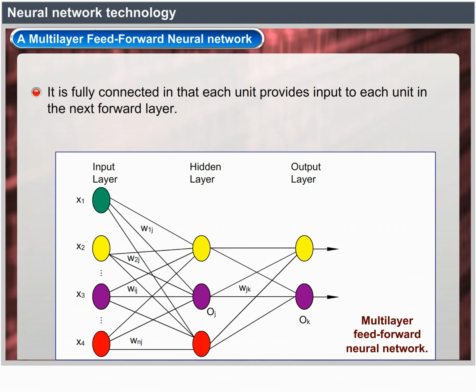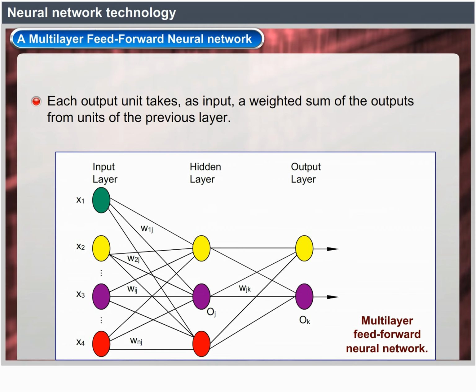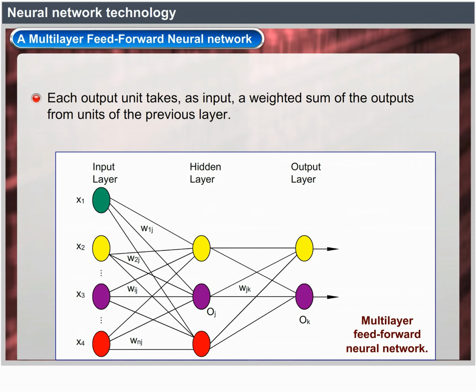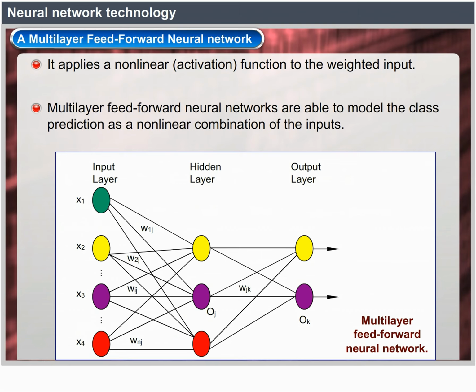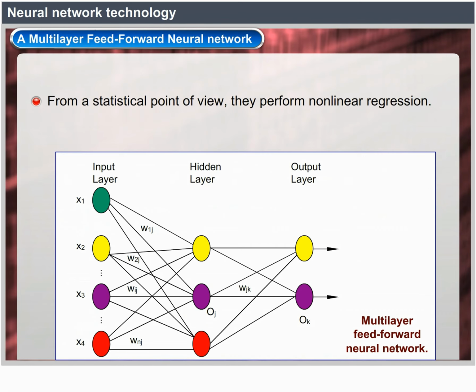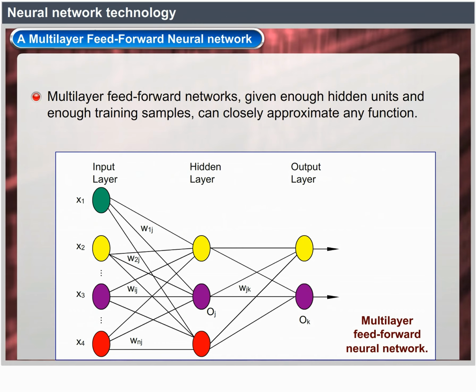layer. Each output unit takes as input a weighted sum of the outputs from units in the previous layer. It applies a nonlinear activation function to the weighted input. Multilayer feed-forward neural networks are able to model the class prediction as a nonlinear combination of the inputs. From a statistical point of view, they perform nonlinear regression. Multilayer feed-forward networks, given enough hidden units and enough training samples, can closely approximate any function. Figure shows a multilayer feed-forward neural network.